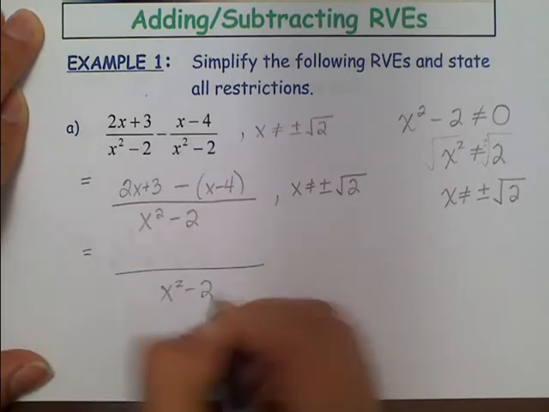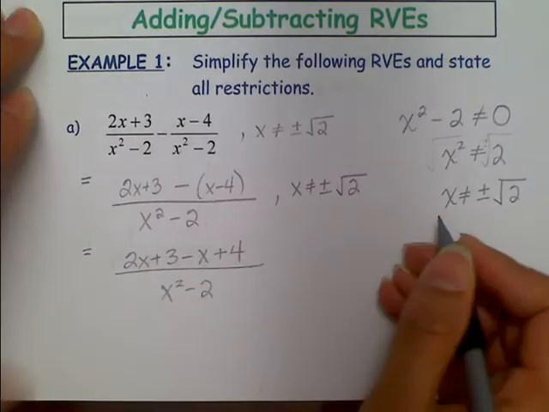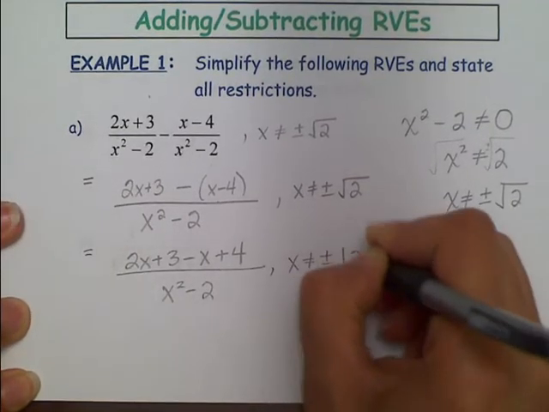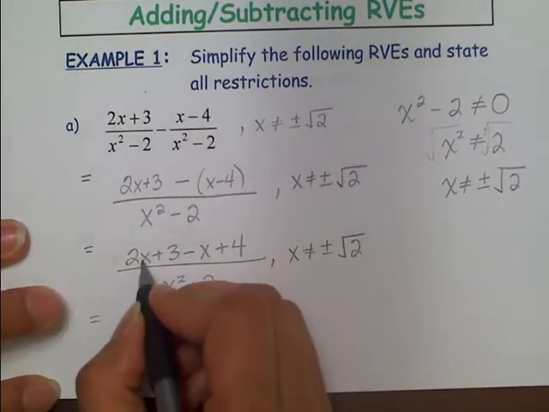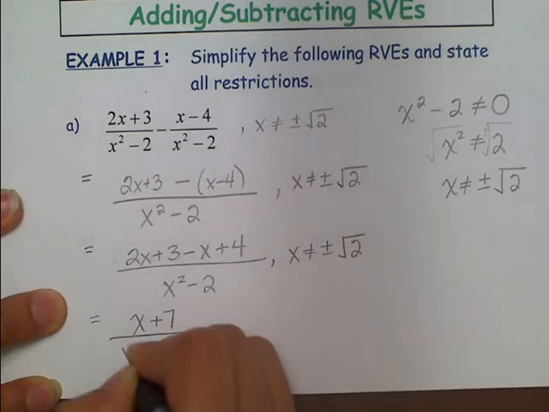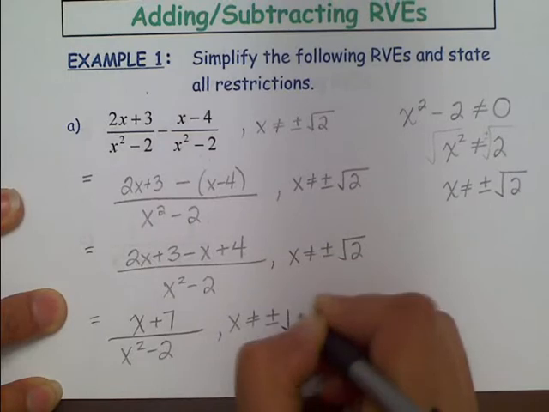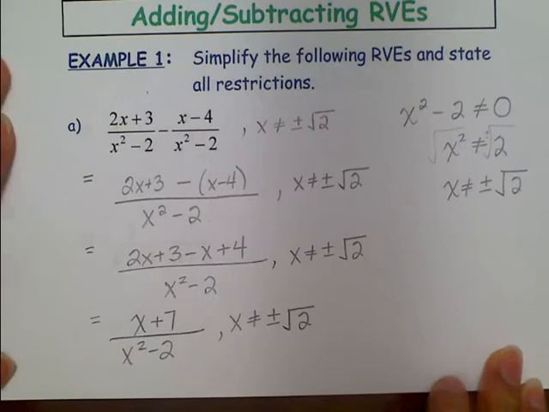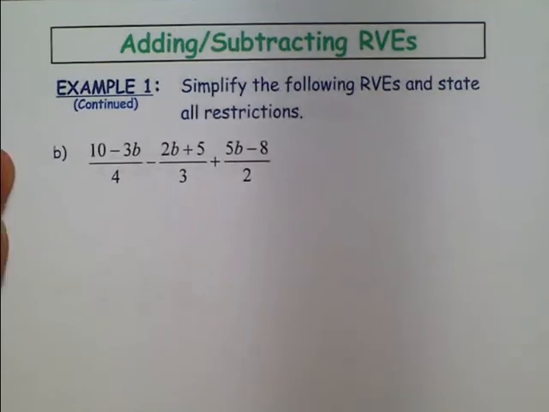And so essentially I get 2x plus 3 minus x plus 4 in the numerator. And my restrictions are still the same. x cannot equal plus or minus root 2. Now at this point, it's just a matter of simplifying the numerator by collecting like terms. So 2x minus x is x, and 3 plus 4 is positive 7. And you'll notice that the restrictions are still the same. Okay, so there's an example of adding and subtracting RVEs. Let's look at the next one.